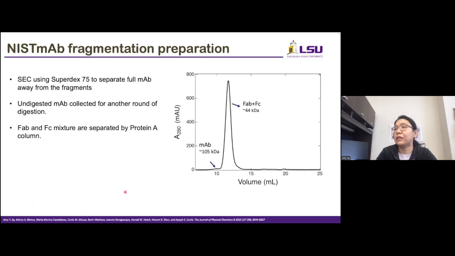All right, so after digestion, you run the mixtures through the SEC column that can separate the full mAb, which is non-digested, away from the Fabs and FC mixtures. This SEC chromatogram shows the digestion process after 2 hours of digestion, which is pretty fast at 37 degrees Celsius. The undigested mAb can then be collected and used for another round of digestion. And this mixture of the Fabs and FCs will then be separated by the protein A column.